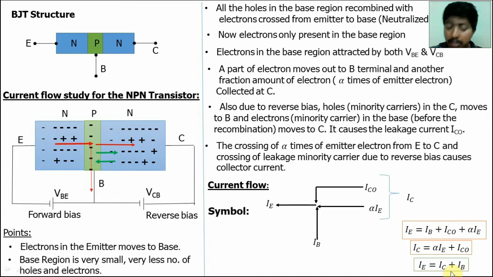The symbol. This is the Npn transistor symbol. Here electrons are emitted from emitter to collector. Here the electron's direction is inward, so the current direction will be outward. The arrow indicates the holes movement or the current flow. In the base terminal, electrons move out of the terminal, so the current will flow into the terminal. So like this. In the collector terminal, electrons flow out of the terminal, so the current will flow into the terminal. So here apply Kirchhoff's current law. Incoming currents IC and IB are the incoming currents, IE is the only outgoing current. So IE is equal to IB plus IC.